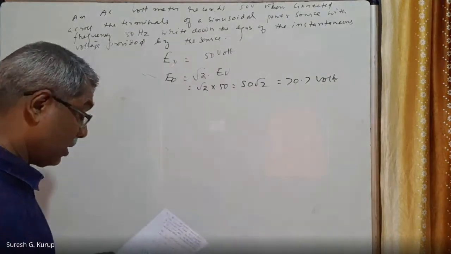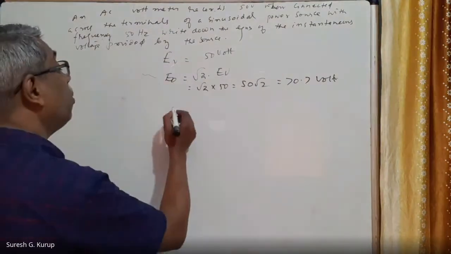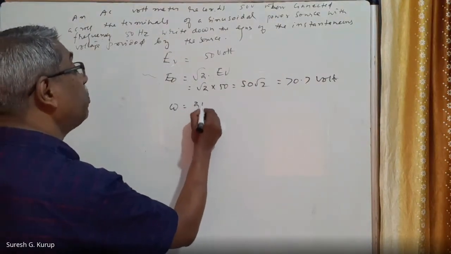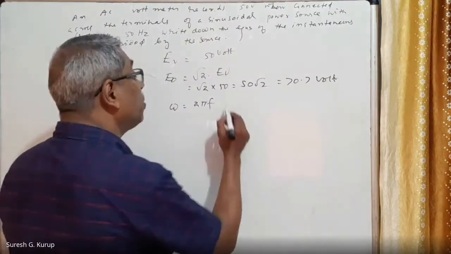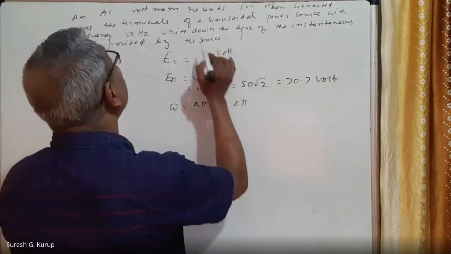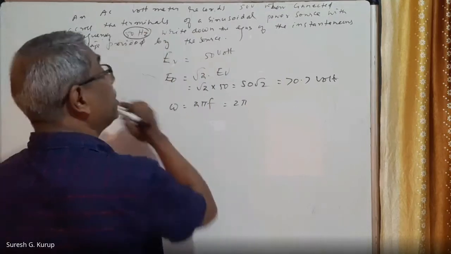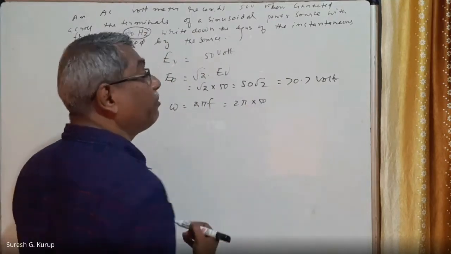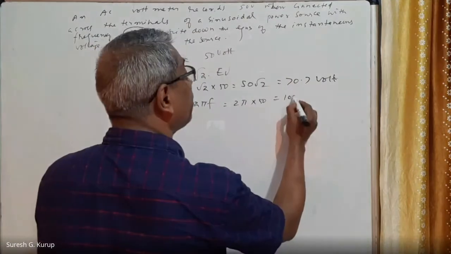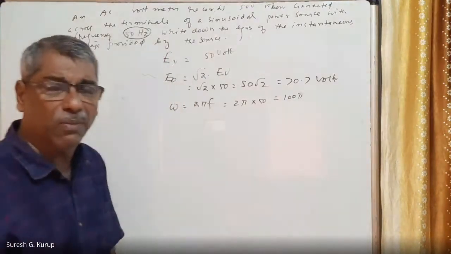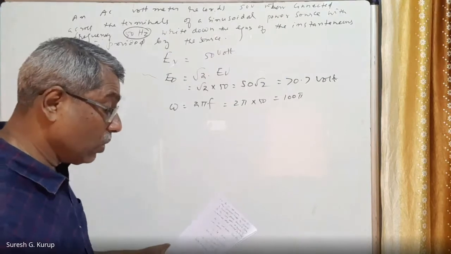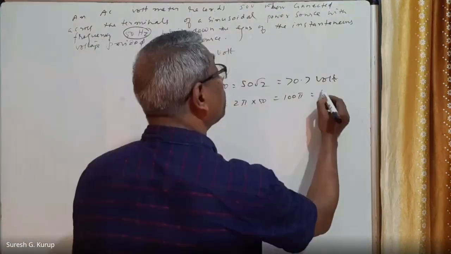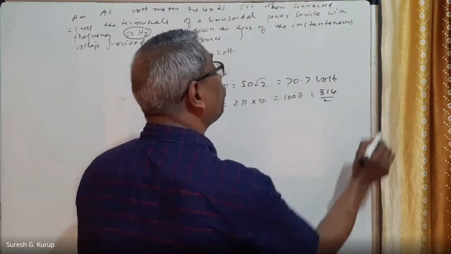That is done. Now we have to write omega. Omega is equal to 2 pi f. That is equal to 2 pi into f, and f is 50 hertz. So that is 100 pi, which is equal to 314. It's a very simple problem to make you understand the terms.